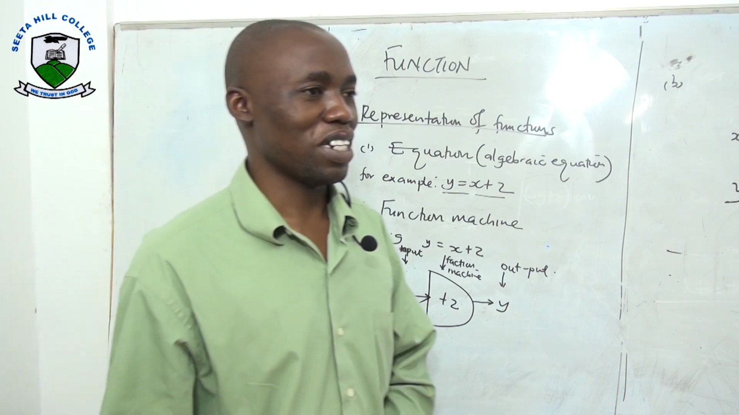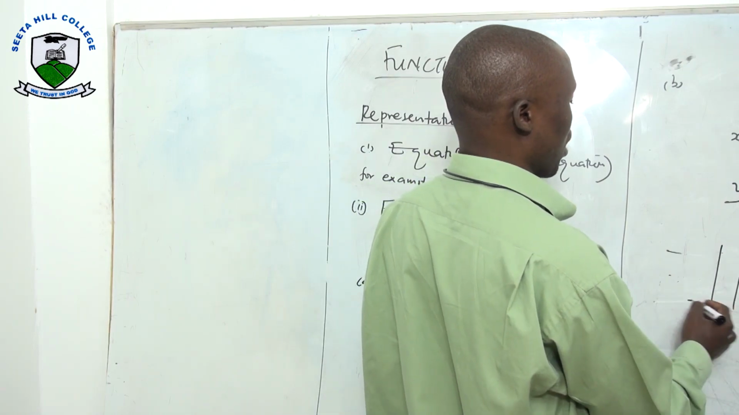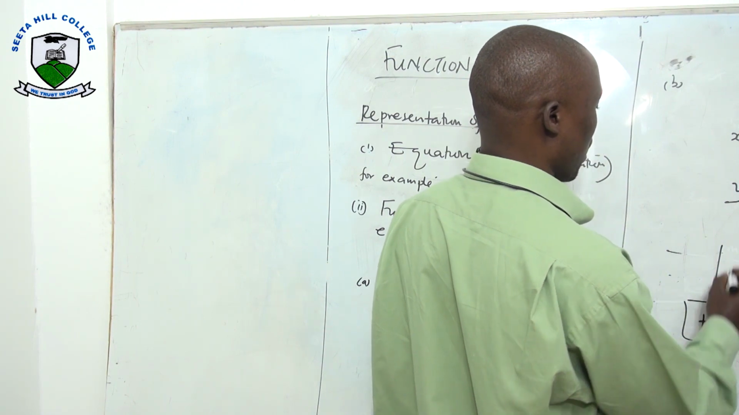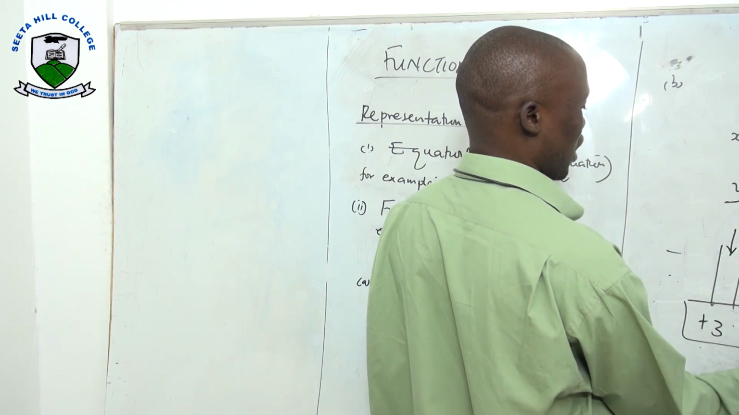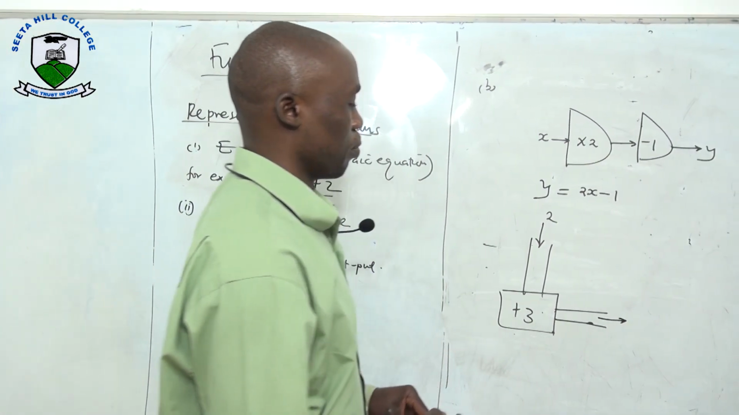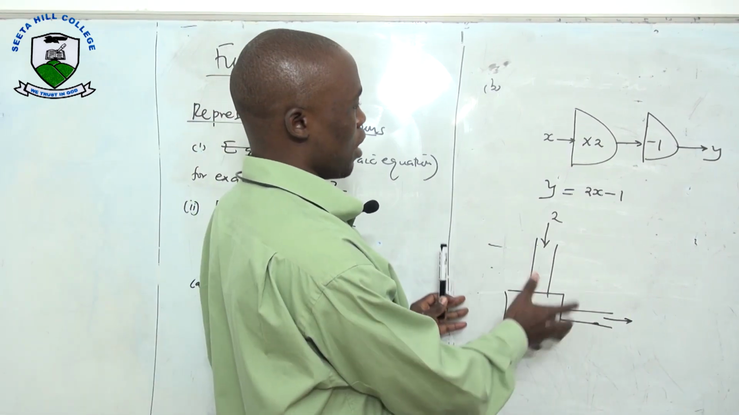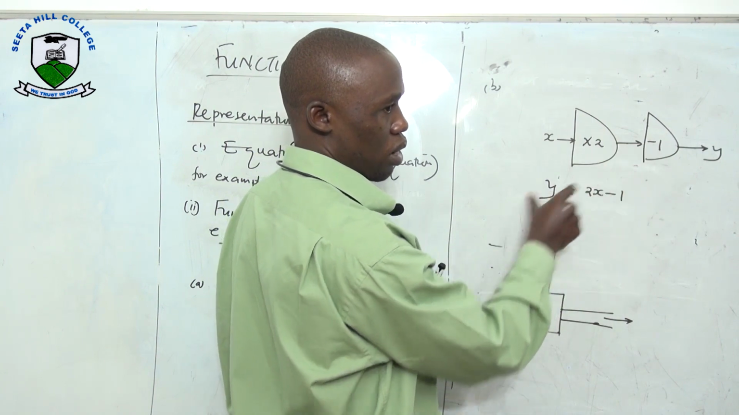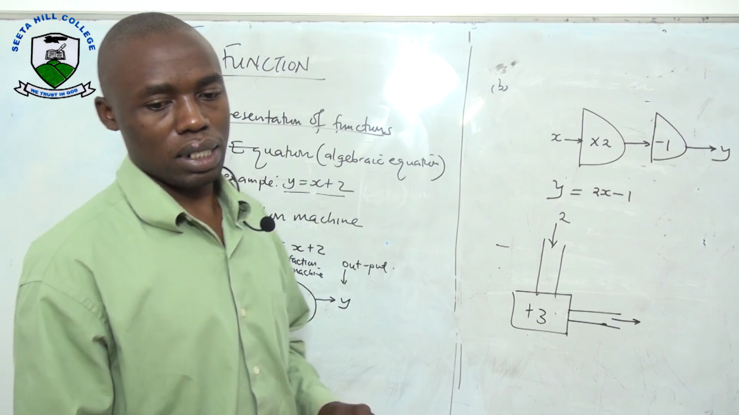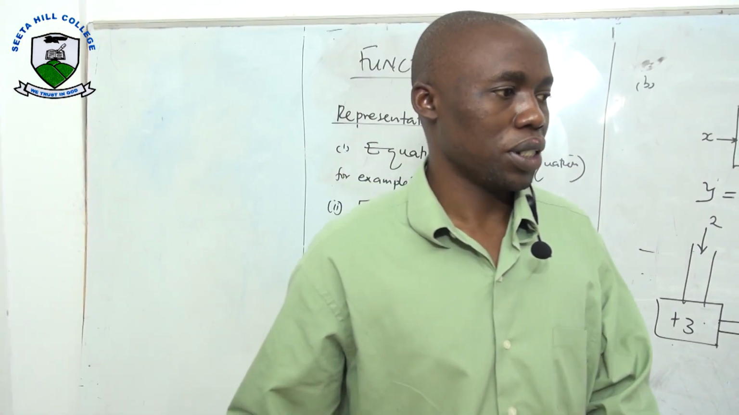They will give you the type of function machine. We can give you even something of the sort: plus 3, then we give you a 2 here and ask you, what is the output here? The output is 5. You just follow the arrow and follow the operations given. We're going to do several examples. Now examples.